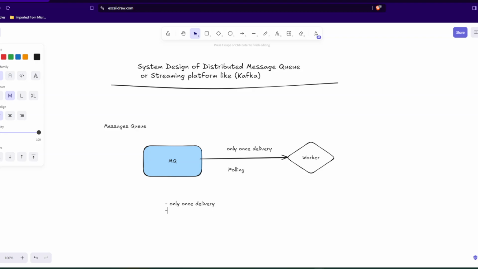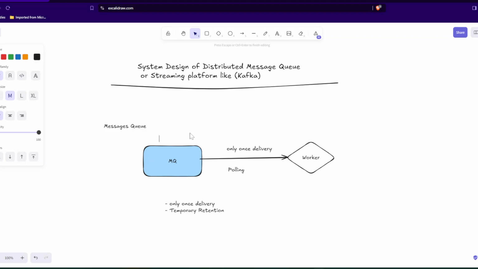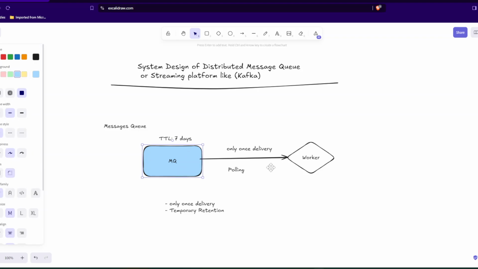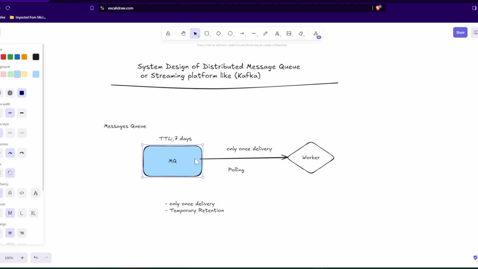Then there comes temporary retention, and temporary retention is again a great point. In this message queue, the message will not be stored indefinitely. Suppose there is some kind of a time to live, and suppose it is 7 days. So in 7 days, if you as a worker are down, like in system design when we say an outage, it is happening and you are unable to poll for a stipulated time, suppose 7 days, then this message will be completely gone. It is not a persistent storage sort of a thing.